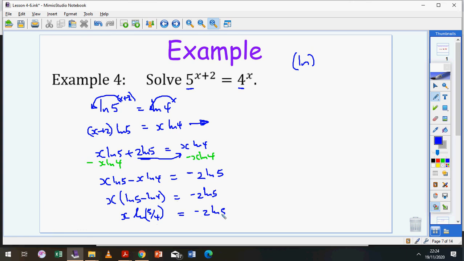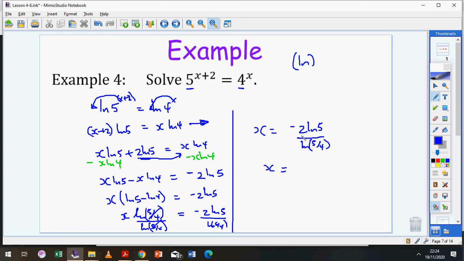And my final x value will be, because I'm dividing both sides by natural log 5 over 4, so x will be equal to minus 2 natural log of 5 divided by natural log of 5 divided by 4. I can leave my answer like this, or I can go ahead and substitute all of this in a calculator and get one single value.